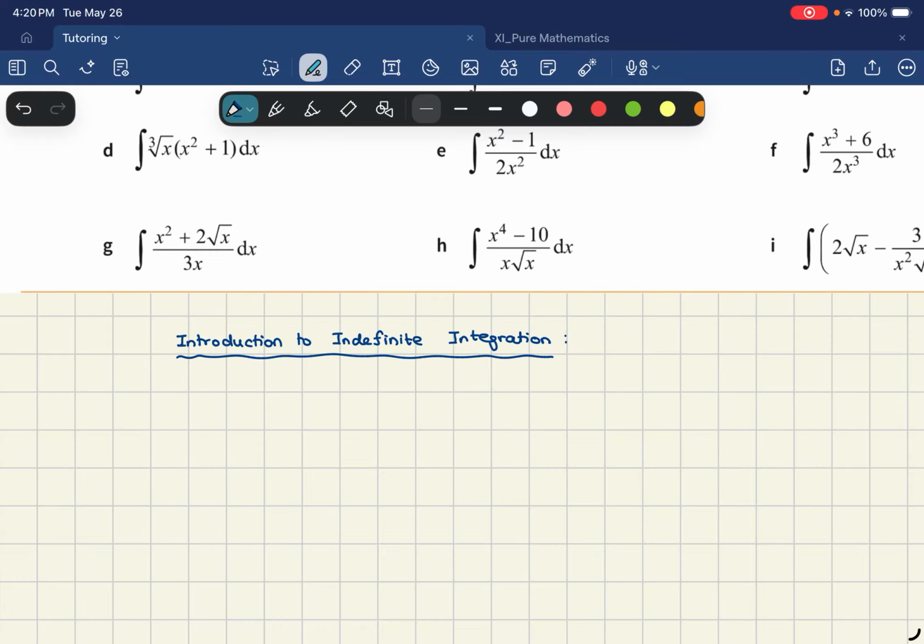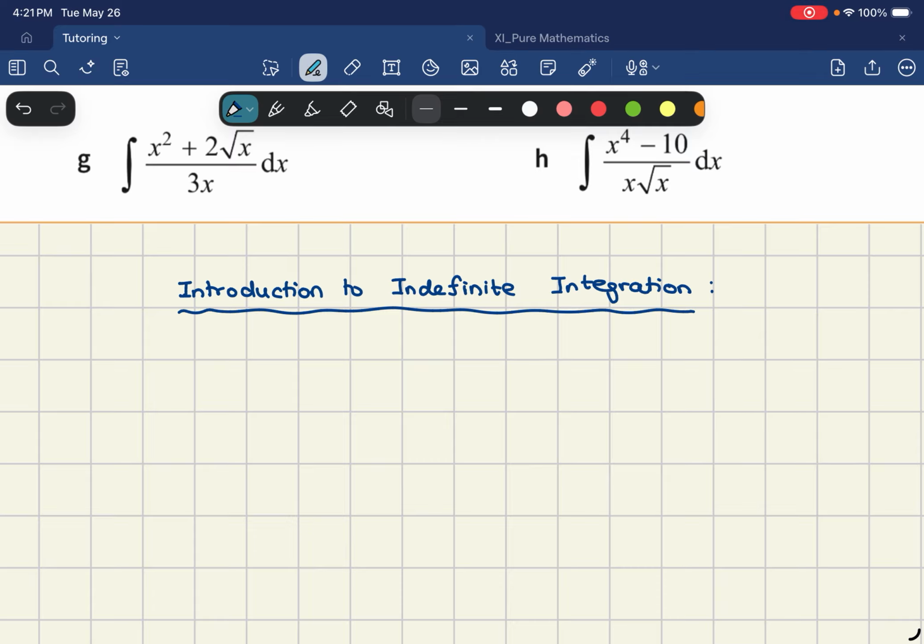Alright, so in this video, we are going to start chapter 6. In chapter 6, we are going to talk about integration. In chapter 5, we talked about differentiation, and we talked about the different ways to differentiate a polynomial function. We talked about the chain rule and everything. And now it's the other part of calculus.